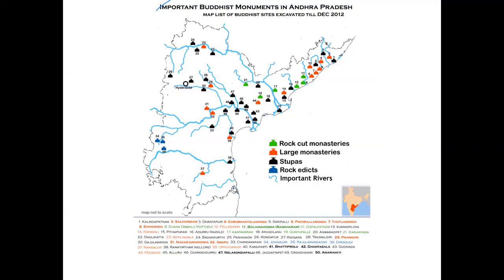And you see that it's only in the southwestern corner that you have three places where you have rock edicts. And of course, if you extend the map into Karnataka and Maharashtra, then you also have many more Ashokan edicts. And all these, by the way, are minor rock edicts, except for one at Yerragudi, which is a major rock edict of Ashoka. And finally, acknowledgements to Himanshu Prabha Ray.